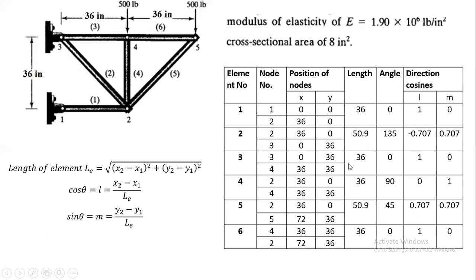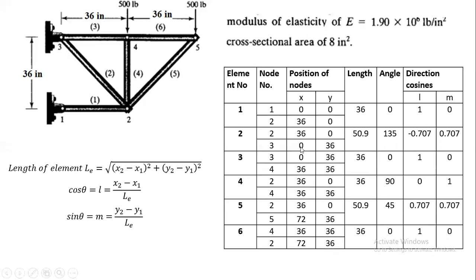And for element number 3 it is 0, element number 4 it is 90, element number 5 it is again 45, because it is making an angle here. And for element 6 it is 0.